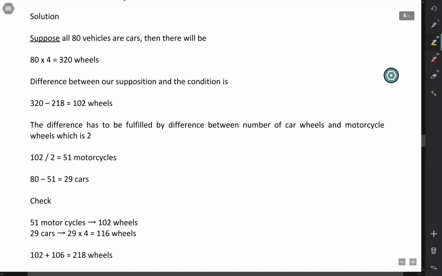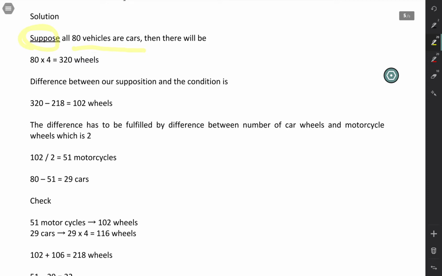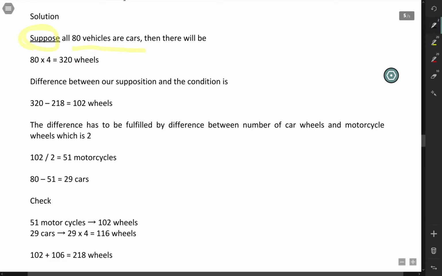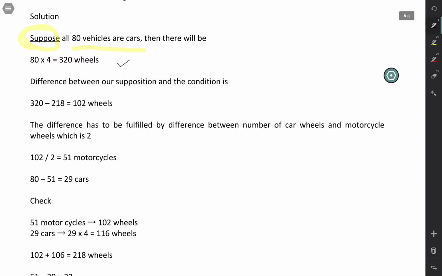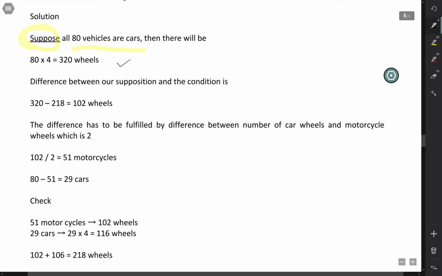So the first thing you need to do is to suppose. Now what do we suppose? You suppose all the 80 vehicles are cars. That means you know that there's a total of 80 motorcycles and cars, but you do not know exactly how many there are. You just suppose all of them are cars. Now, if all of them are cars, you're going to get 320 wheels. Why? Because each car has 4 wheels. So you take 80 times 4, so that's 320.